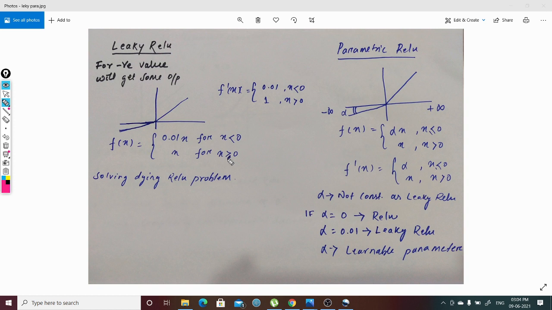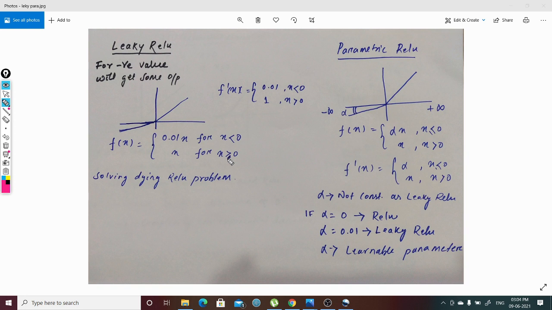Hi everyone, welcome to my next video, which is about leaky ReLU and parametric ReLU. We have already discussed ReLU in the previous video. So let's see how we are going to solve the problem of dead neurons, which was occurring for ReLU.